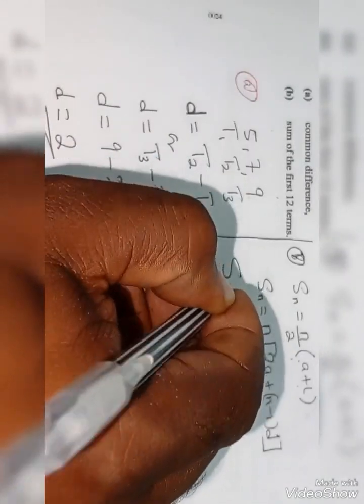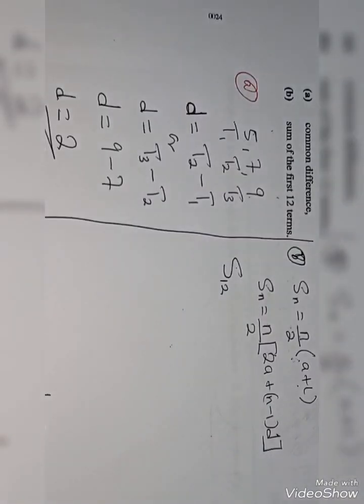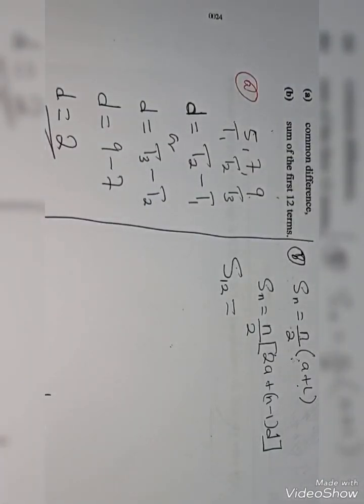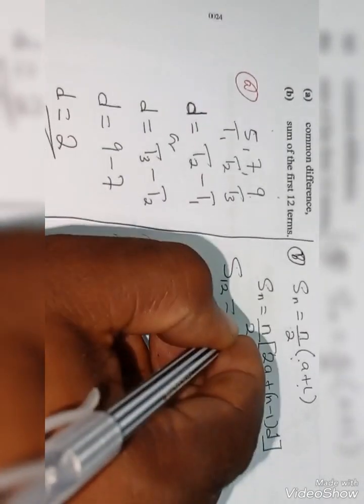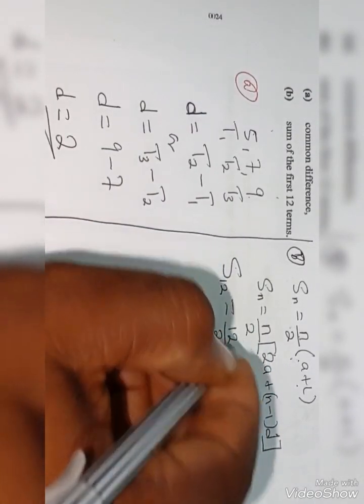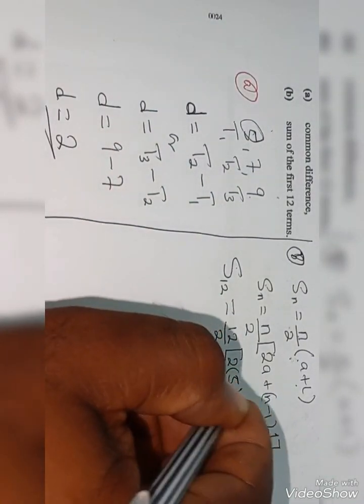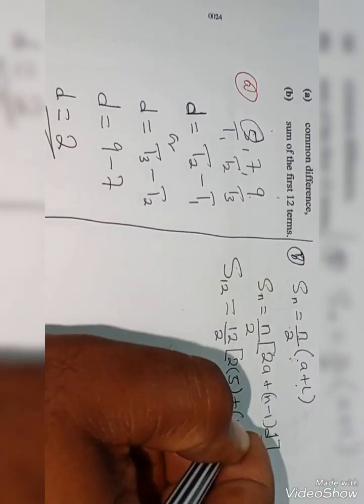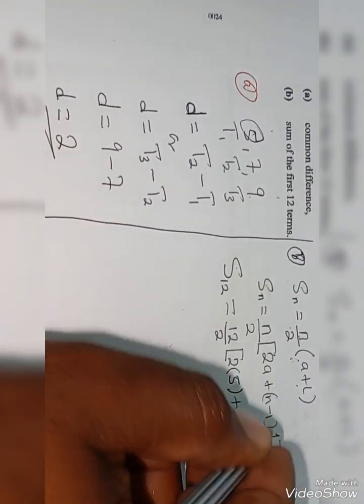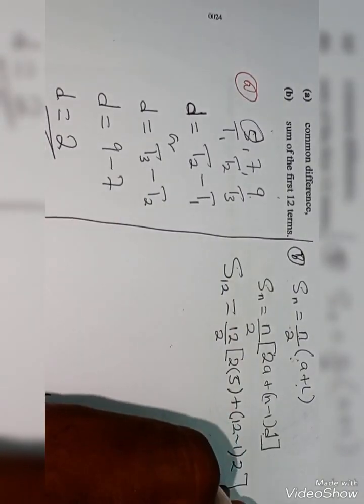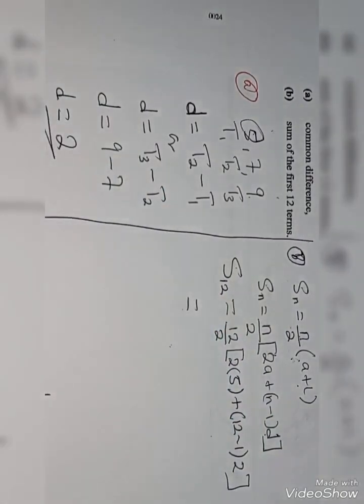So they are saying sum of the first 12 terms. Where there is n, we substitute 12, because n is the number of terms. So 12 over 2, square bracket 2, first term is 5. So 5 plus n, which is 12 minus 1, common difference is 2. So simple mathematics.